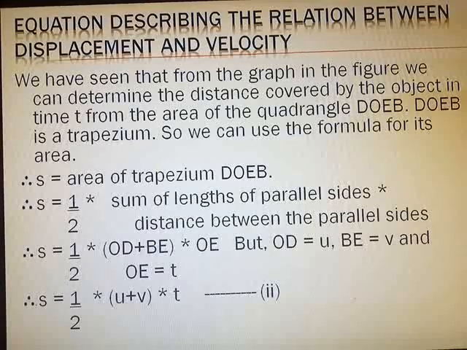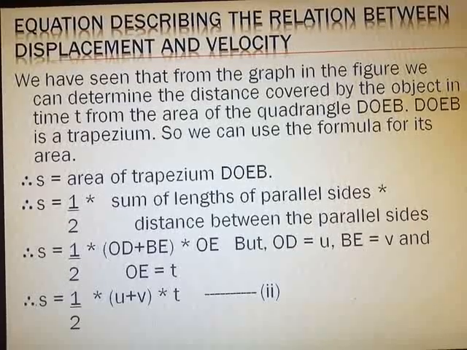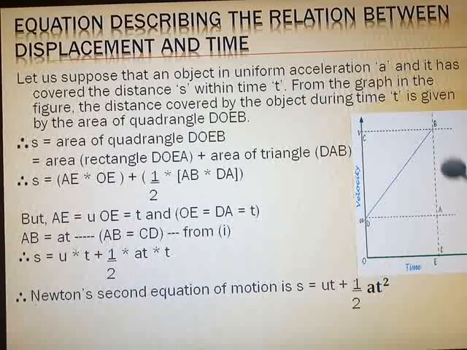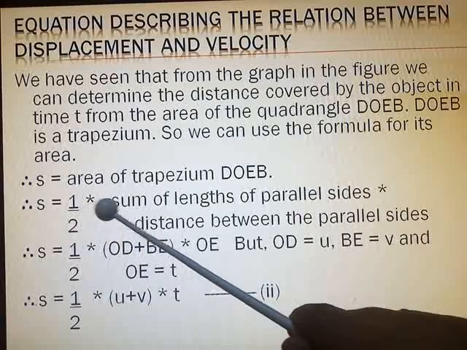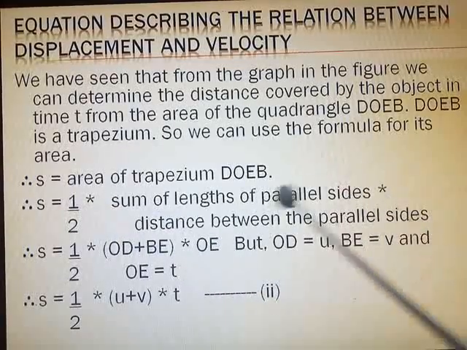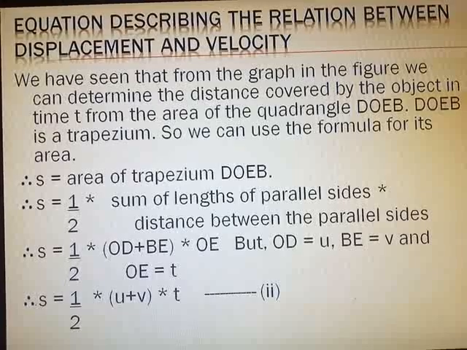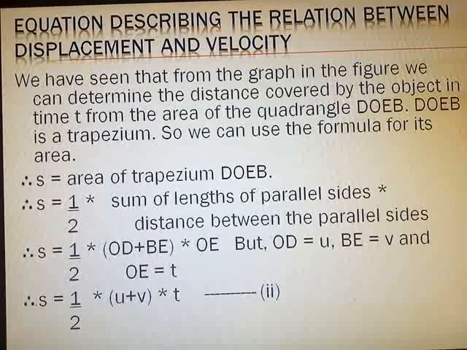The relation between displacement and velocity is the third equation of motion. So again that same graph we are going to refer, and from there you will see S is the area of trapezium DOEB. This is a trapezium. So S is half into sum of the lengths of parallel sides multiplied by the distance between the parallel sides. So the area of the trapezium formula you are going to apply over here.